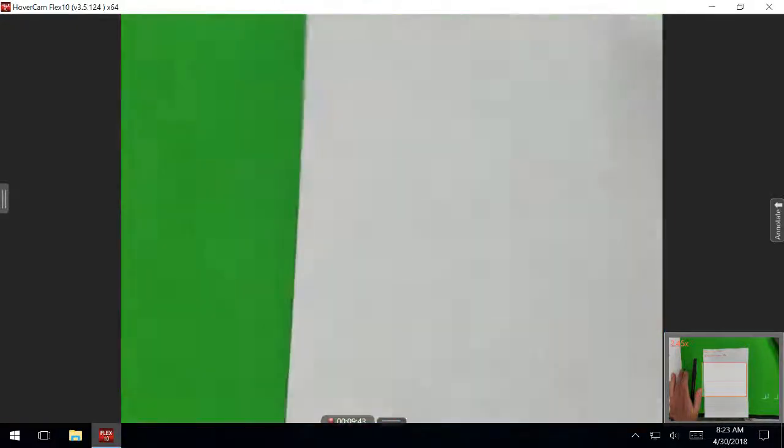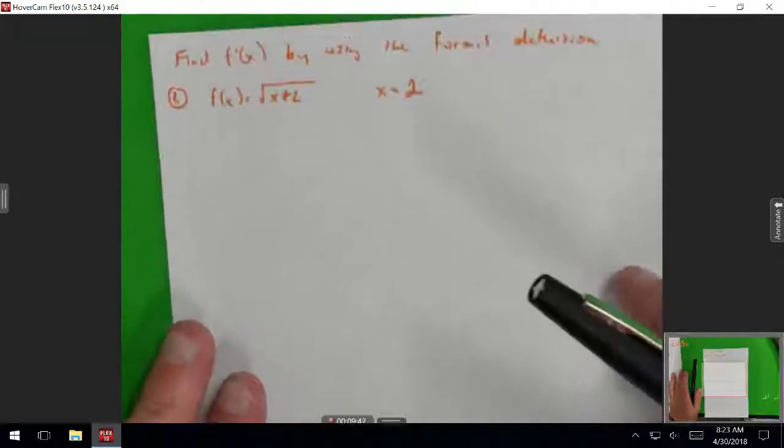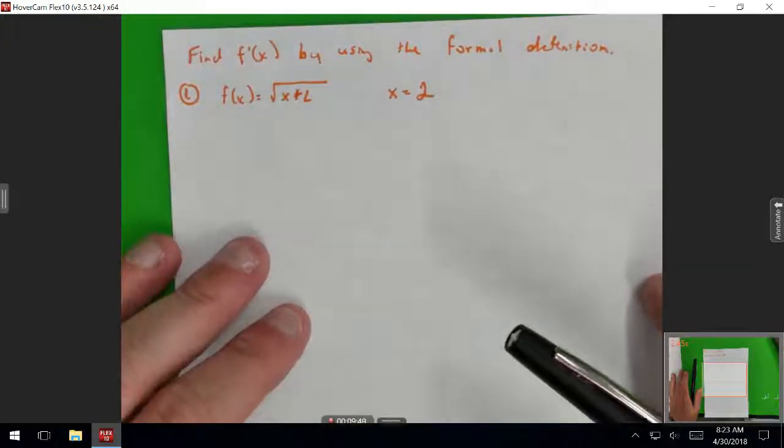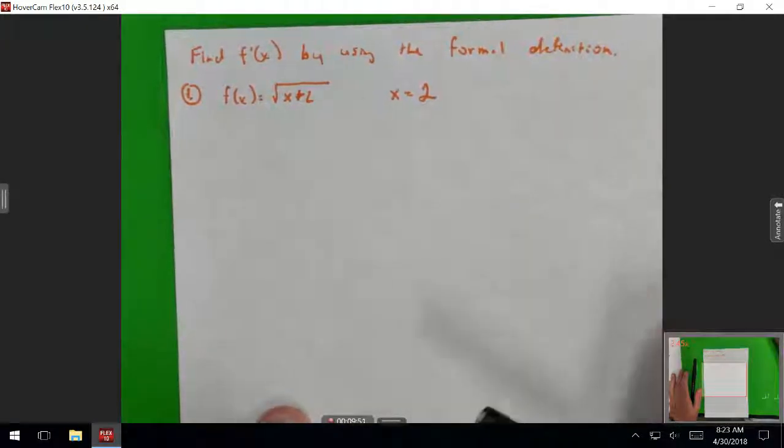Alright, let's look at what we're going to do today, guys. What we're going to do is review the formal definition and the derivative rules, because you have a test tomorrow. So I want to start off with reviewing the formal definition. You have 20 questions on your test tomorrow. 6 deal with the formal definition, and the others deal with the derivative rules. So here it says find f prime by using the formal definition.